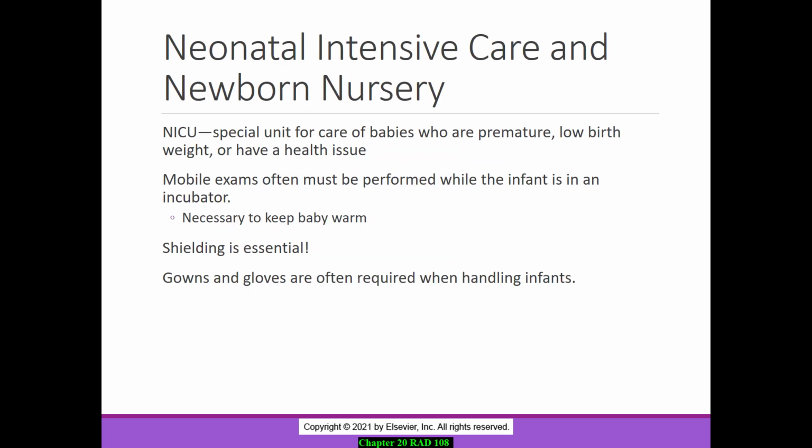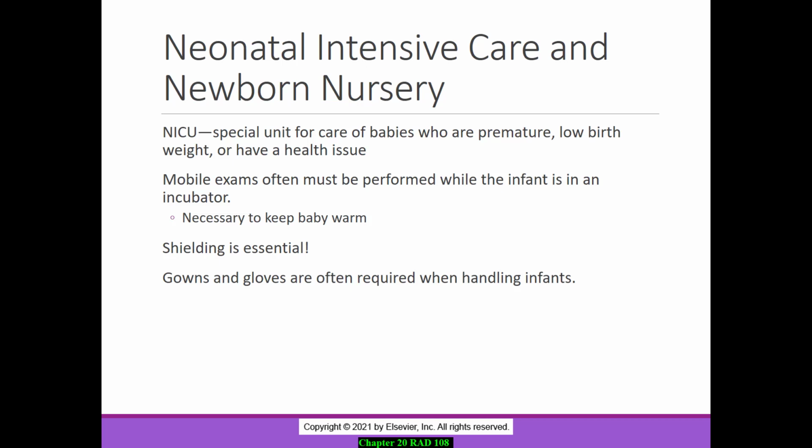Neonatal intensive care units. These are called NICU. These are special units for the care of babies who are premature. They're going to have low birth weight. They're going to have some health issues. We do take the portable into these rooms, and we do chest and abdomen radiographs. So you really need to be cautious of them, especially in an incubator.